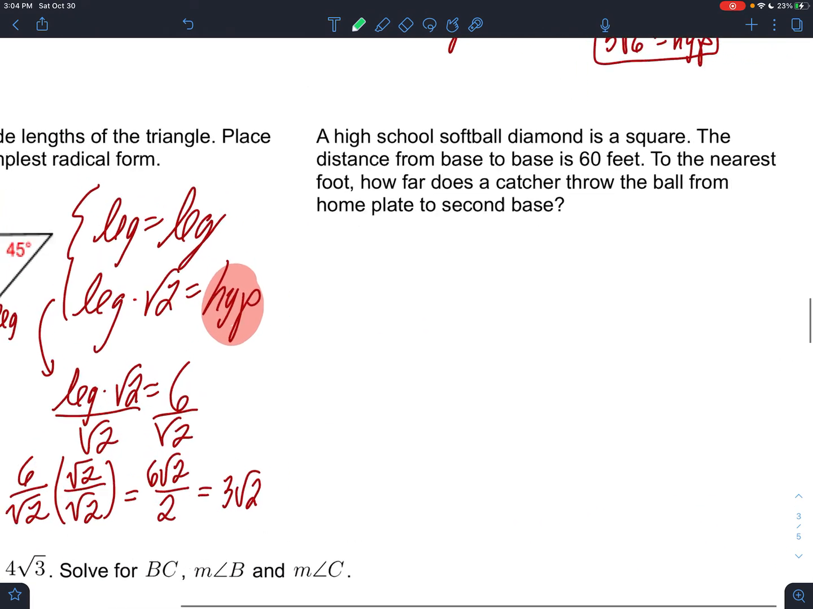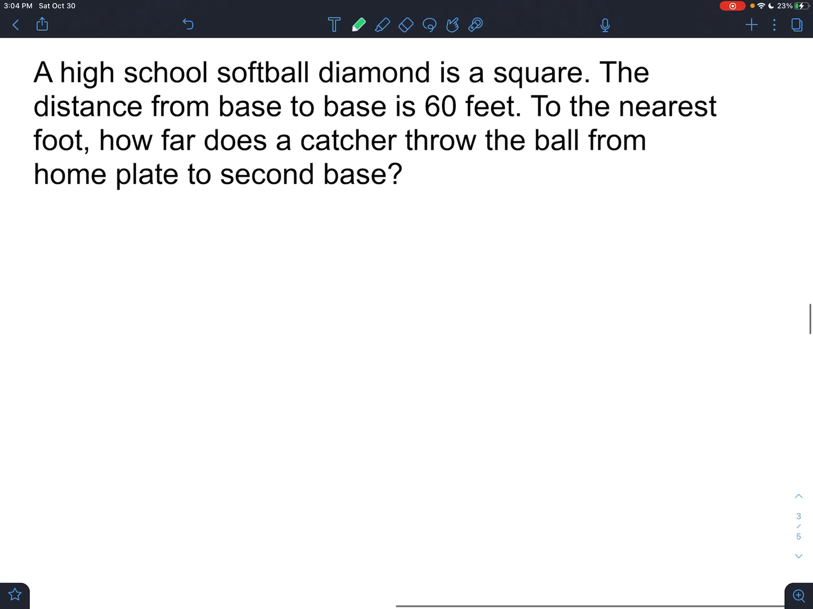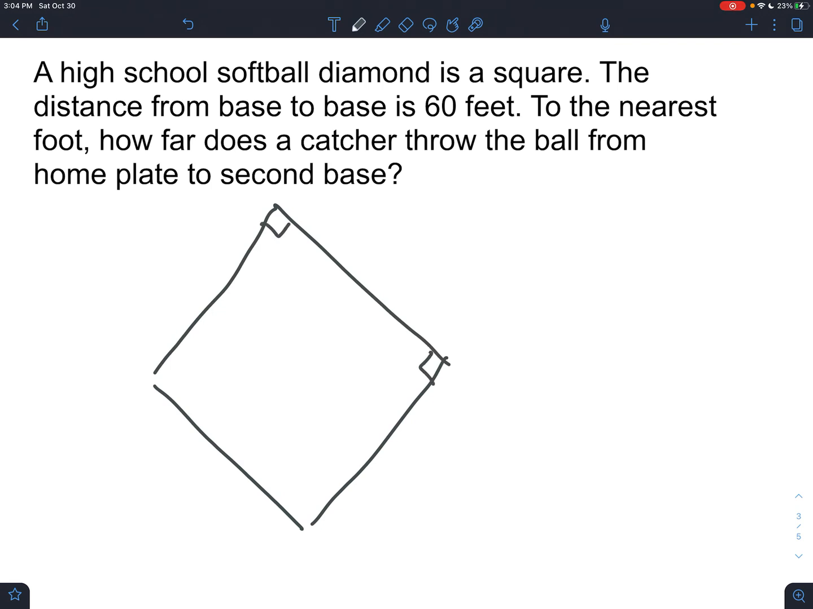Okay? And then real quick, we have a softball game. We have that the bases make a square. So we have home plate here. So first base, second base, third base, and home. And they're talking about throwing the ball from home plate to second.